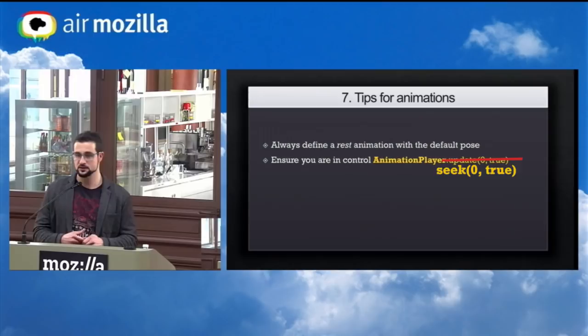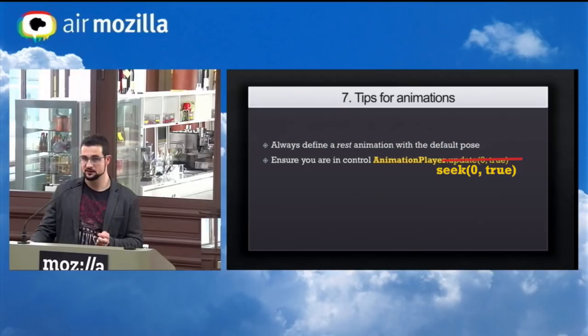And for fixing that, you can call in the ready callback update with zero time and true for forcing update. That way, you are sure the first frame of the default animation or the autoplay animation will be in effect when the rasterizer renders the next frame.